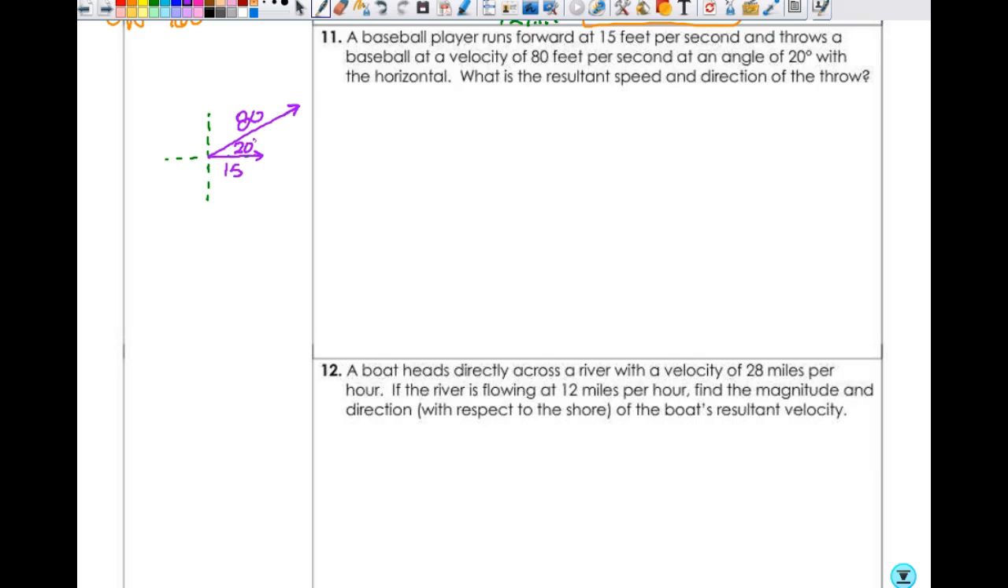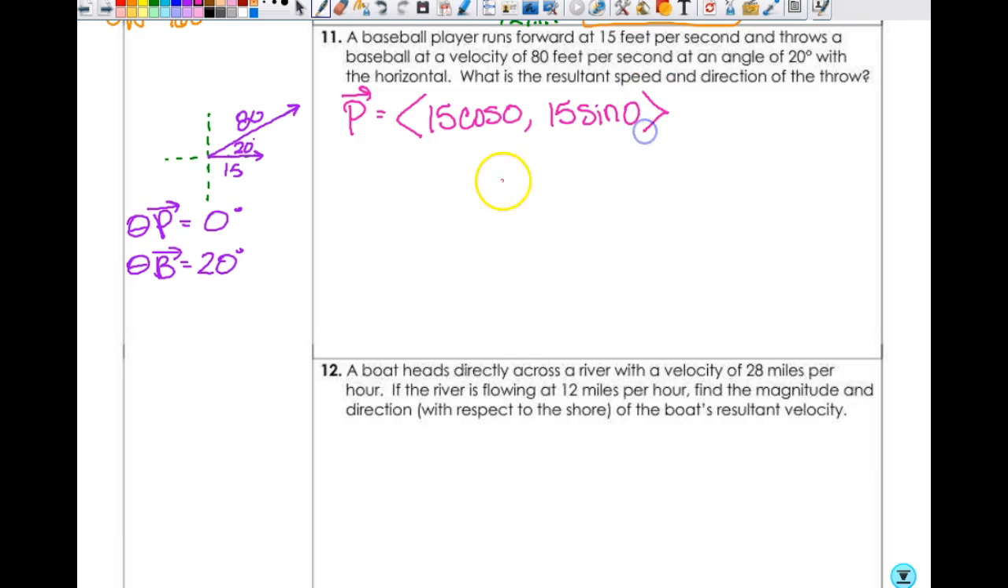So I have the baseball, I have the player, and I have the actual ball. So what would the theta be for the player's vector? 0, right? That's a 0. And then theta for the ball would be 20, because there's no bearing involved here. That's just straight up, that is theta, because we're starting at 0 right here. Okay, everybody good with that? So then I have the player's vector, which is 15 times the cosine of 0, and then 15 times the sine of 0. The ball will be 80 times the cosine of 20 and 80 times the sine of 20.